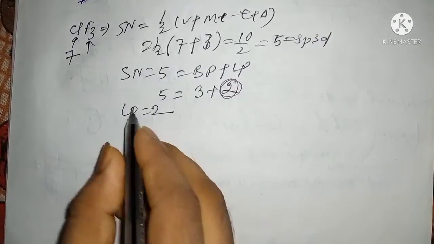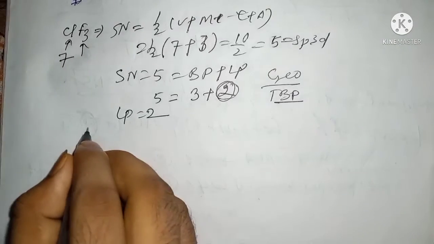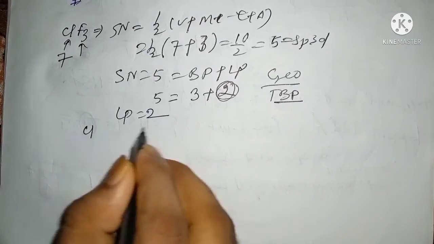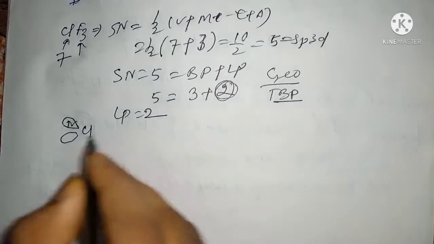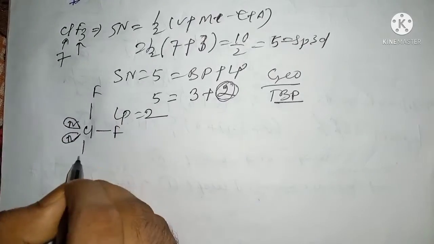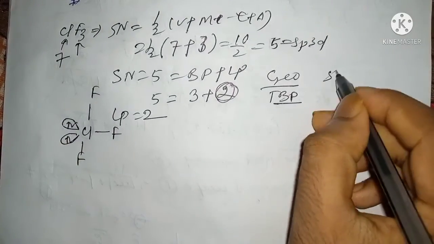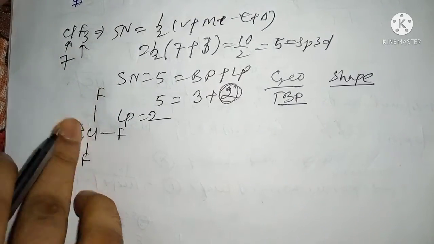Now the geometry is TBP. In the structure, the 2 lone pairs are in the equatorial position. So first we place the lone pairs in the equatorial position, then the bond pairs. In shape determination, lone pairs are not considered, so this is the T shape. This is T-shaped.